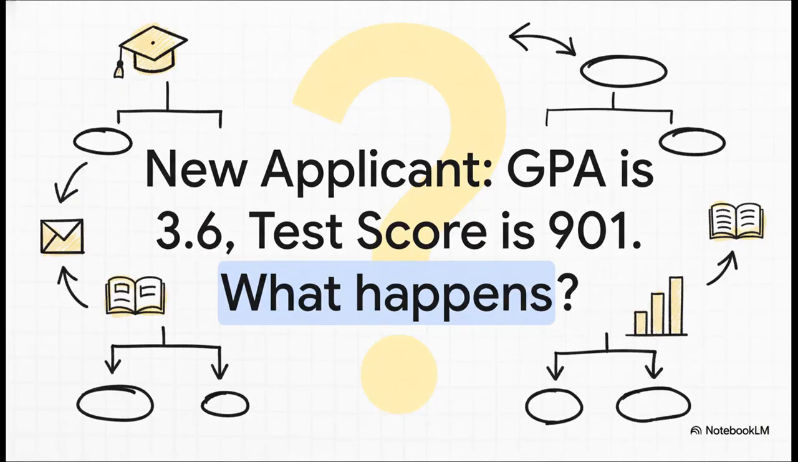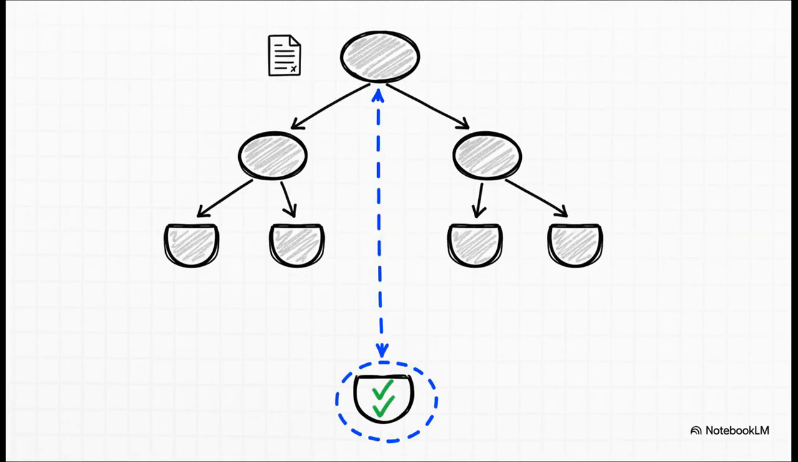Let's put it to the test right now. Imagine a new applicant comes along. They've got a GPA of 3.6 and a test score of 91. What's our prediction going to be? It's super simple. We just follow the branches. First question, is their 3.6 GPA greater than 3.55? Yep, so we go left.